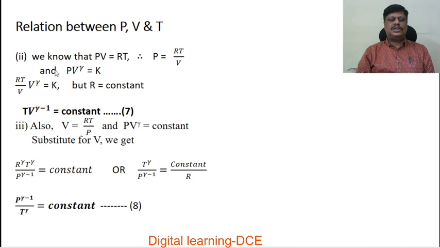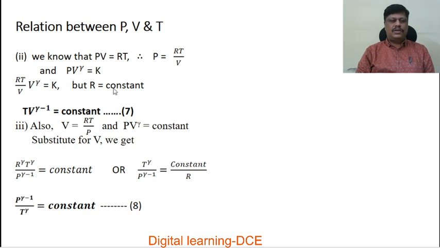And also you know that PV to the power of gamma is equal to constant. We derived that in the last slide. So P is equal to RT by V, and PV to the power of gamma is equal to K. Substitute for P from this equation as RT by V. So for P, substitute RT by V into V to the power of gamma is equal to K, where K is a constant, but R is also constant, the universal gas constant.